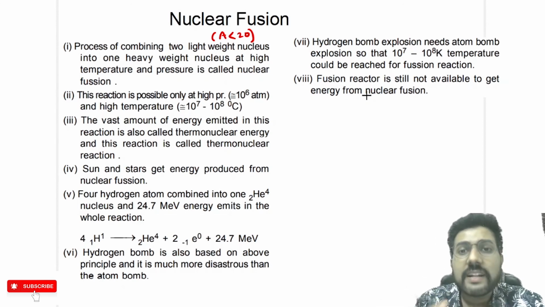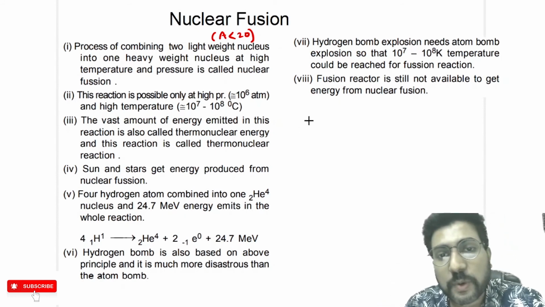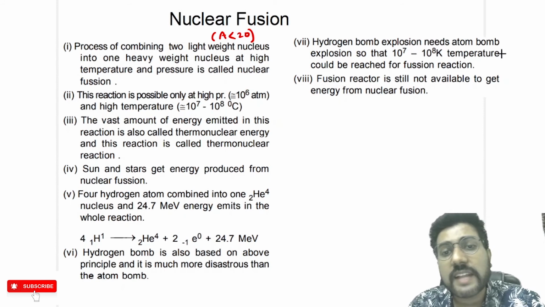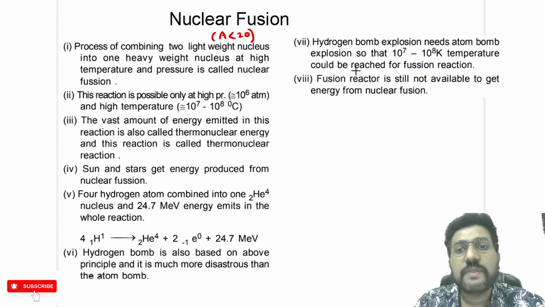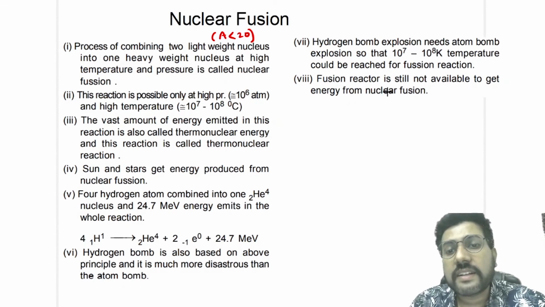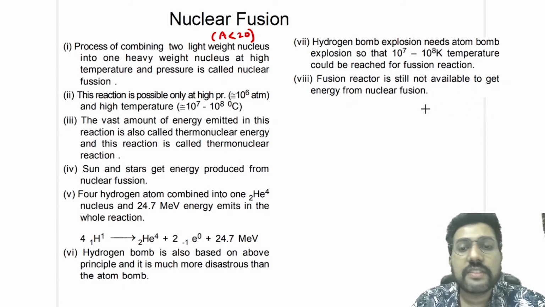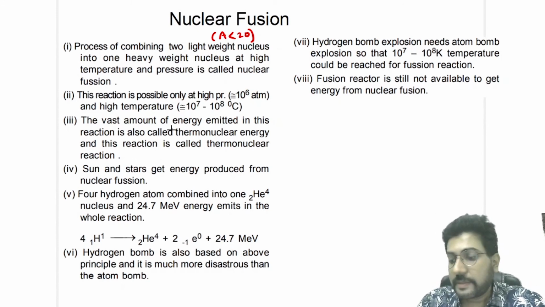To operate a hydrogen bomb, first you have to use an atom bomb. The atom bomb will first explode and that will generate that high temperature, and then the hydrogen bomb will explode. So the hydrogen bomb explosion needs the atom bomb explosion, so that 10 raised to power 7 to 10 raised to power 8 Kelvin, that means millions of degrees Celsius temperature, could be reached for the fusion process to take place. Then a fusion reactor is still not available to get energy from nuclear fusion because it is still not economical, because it is very difficult to attain such high temperature.